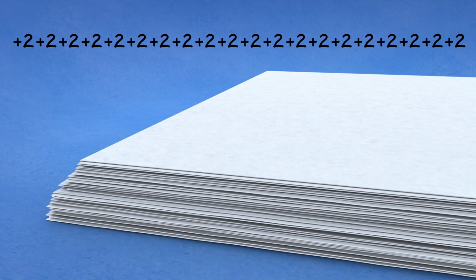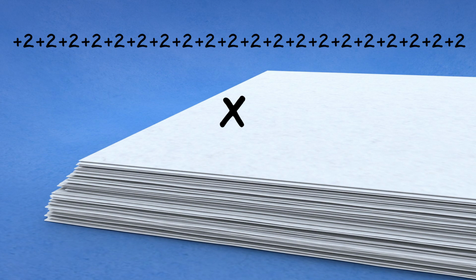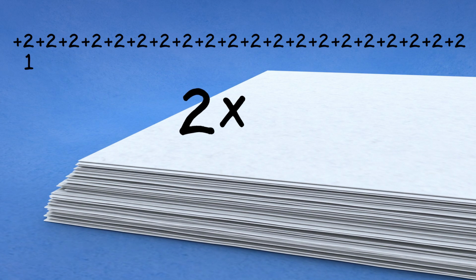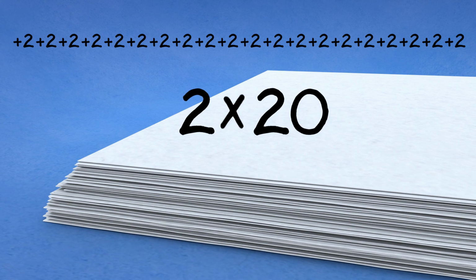A more efficient way to write the idea of repeated addition is with multiplication. Putting down 2 sheets 20 times could be written as 2 times 20.